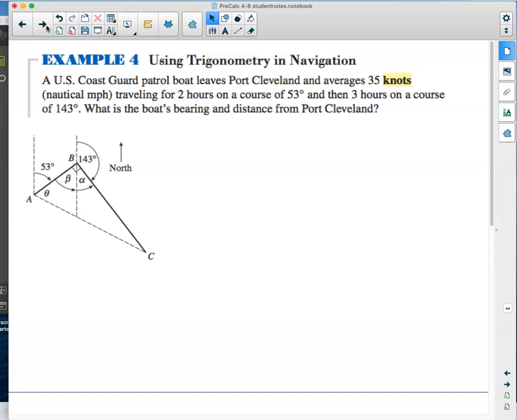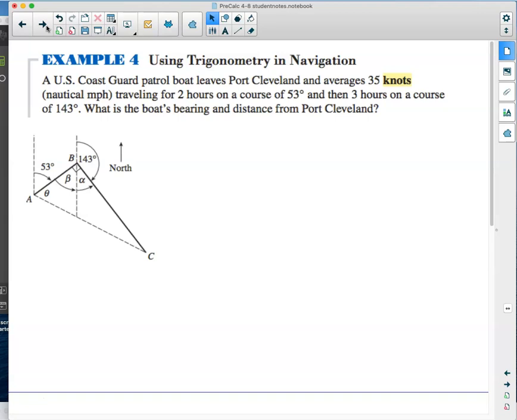Coast Guard patrol boat that leaves Port Cleveland right here at A and averages 35 knots, nautical miles per hour, traveling for 2 hours on a course of 53 degrees. Well, we would have looked at this and said, that's not 53 degrees. What are they talking about? Bearing. Bearing is from due north. So this is the 53 degrees when you're talking about bearing.